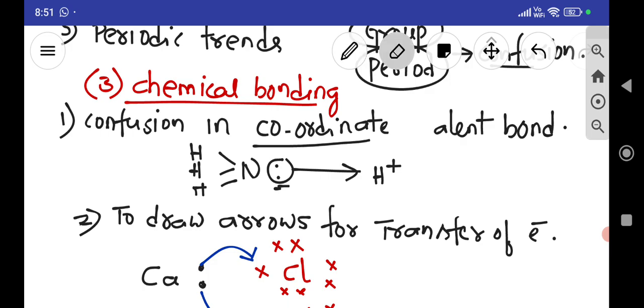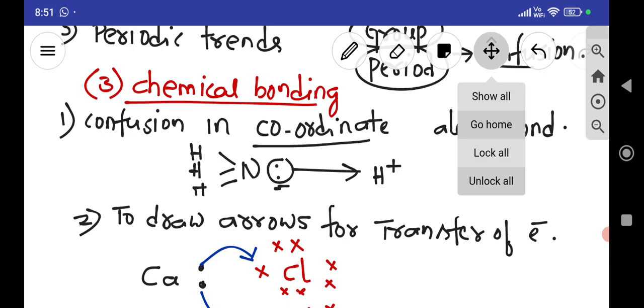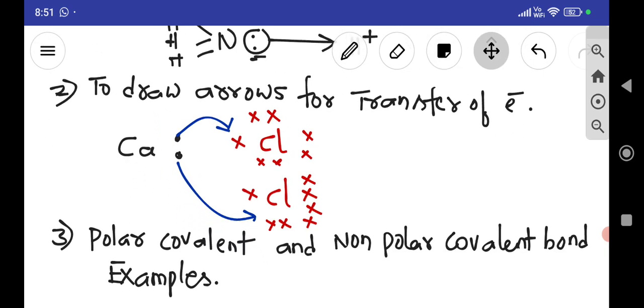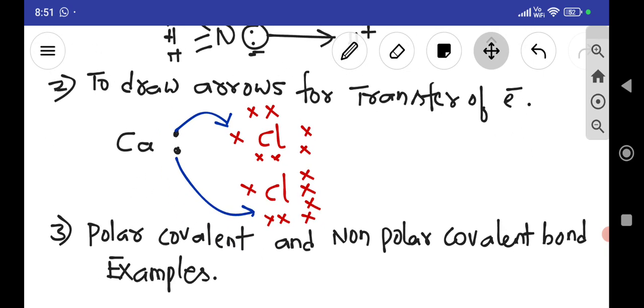Next, when you are asked to draw the transfer of electrons or represent the ionic bond formation, like this example I have shown, CaCl2, you have to show the arrow marks while showing the transfer of electrons from calcium to chlorine. Here 2 electrons are transferred, so definitely you have to draw 2 arrow marks here.